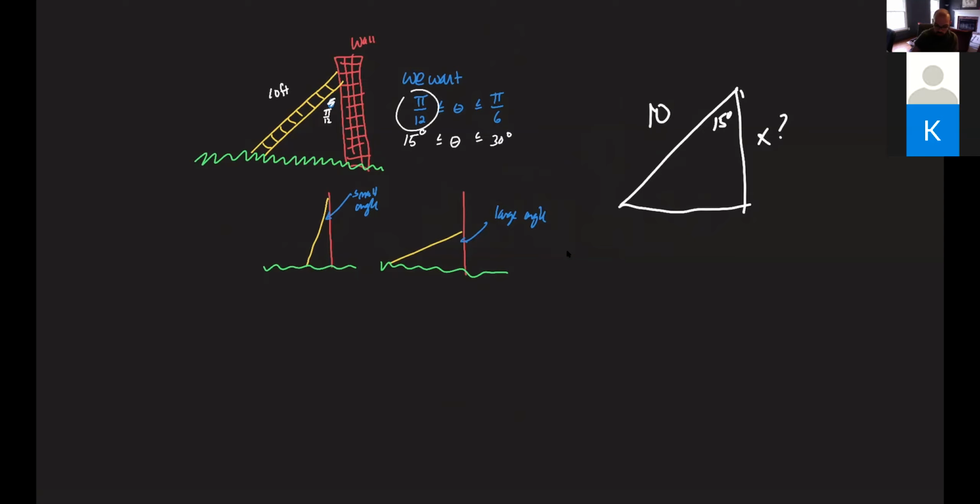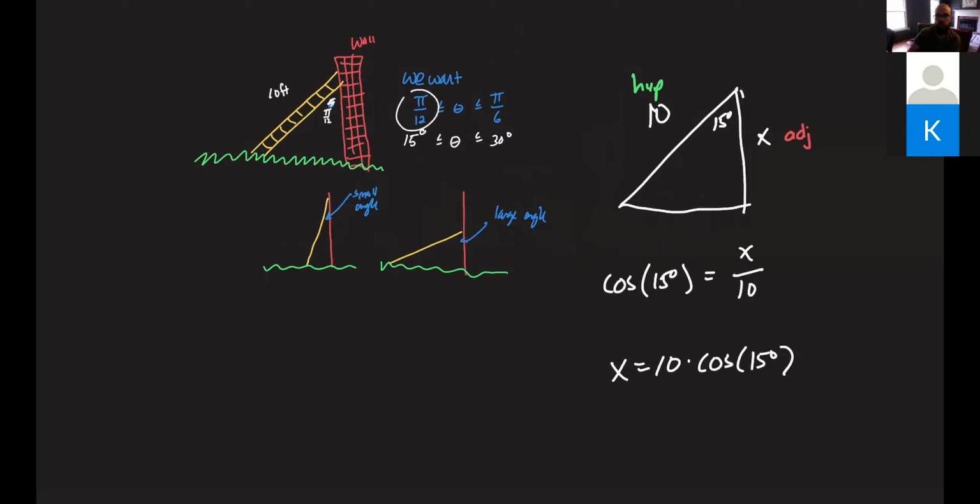So looking at this triangle, solving for x, what I would do is use a cosine. This would be our adjacent side, and this would be our hypotenuse. So thinking about SOHCAHTOA, this would be a cosine problem. So you'd get cosine of 15 degrees is equal to my adjacent side divided by my hypotenuse. So x should be 10 times cosine of 15 degrees. And then I'll just quickly put that into Desmos. So what we get is 9.66.